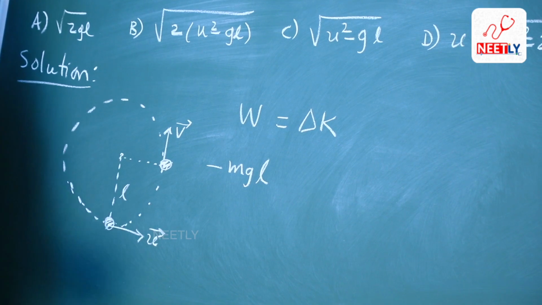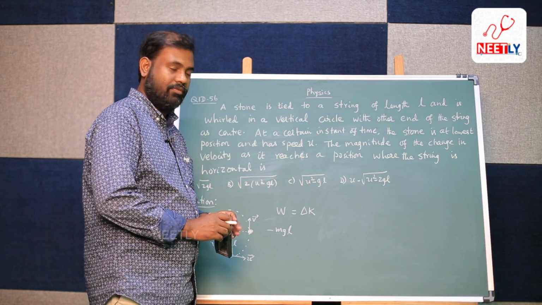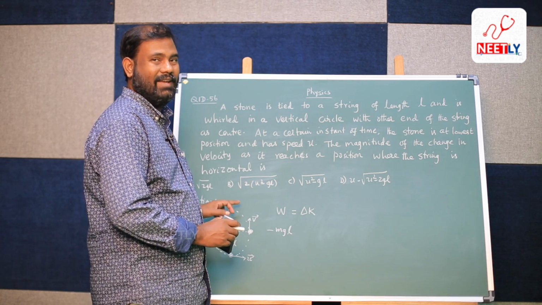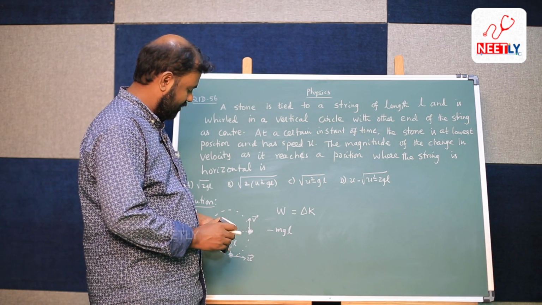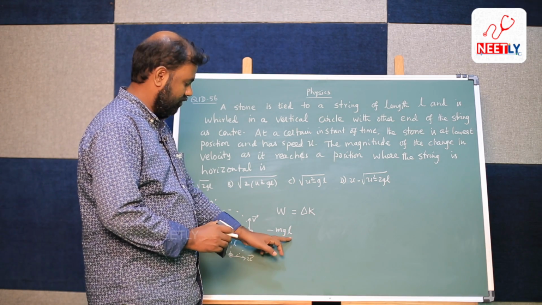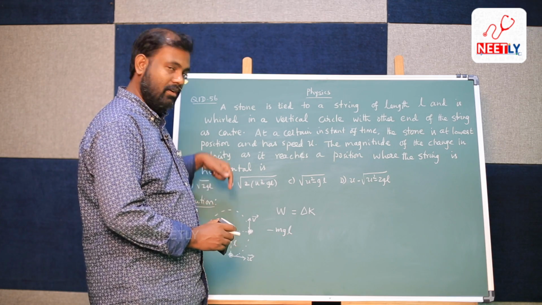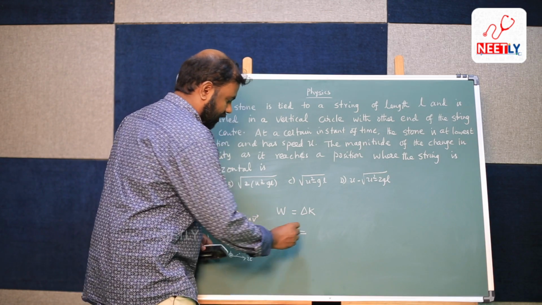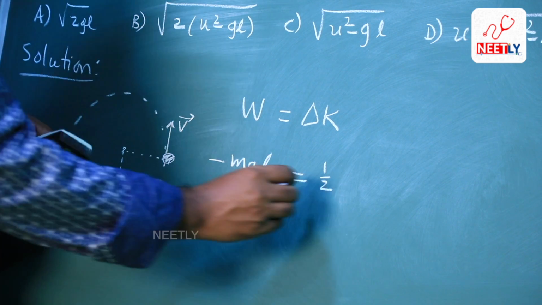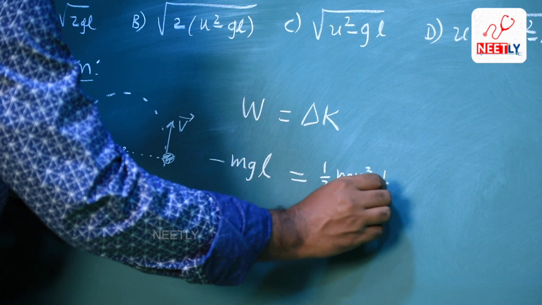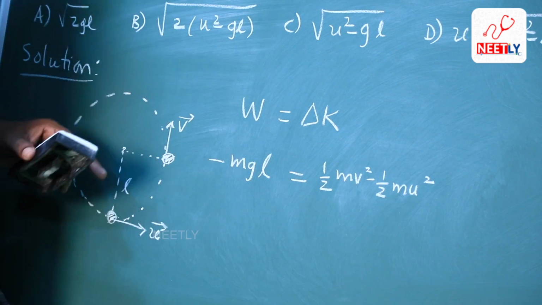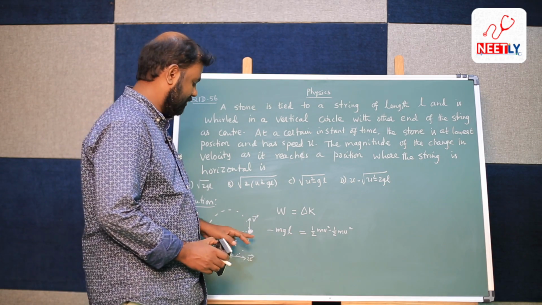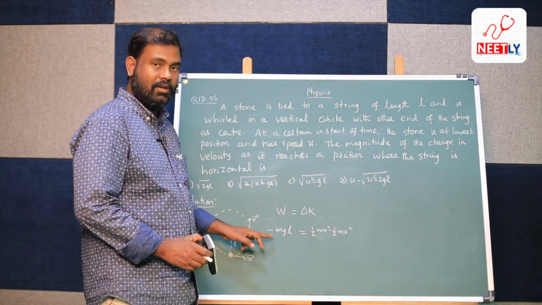Please understand, since gravity is a conservative force, even though the stone is moving in an arc, only the vertical distance matters. The vertical distance it moves is exactly L. So, force times distance, with a minus sign because force is downward and displacement upward, is equal to half mv squared minus half mu squared. This is the kinetic energy: half mu squared at the lowest position, and half mv squared at the string horizontal position.